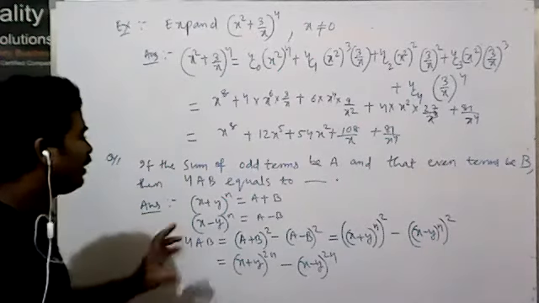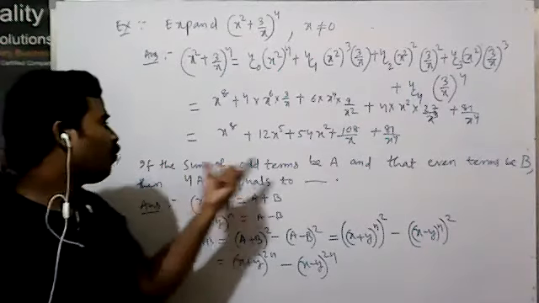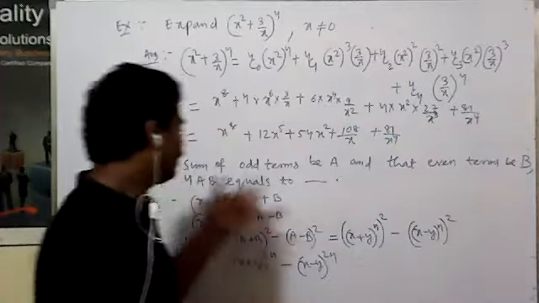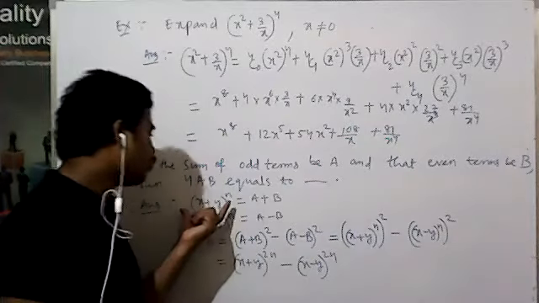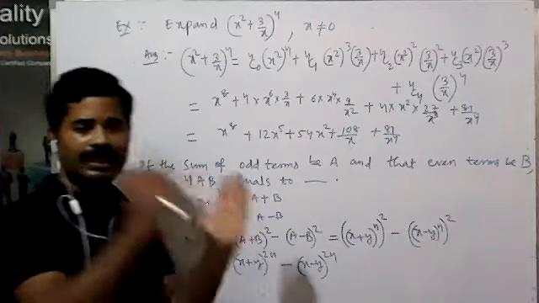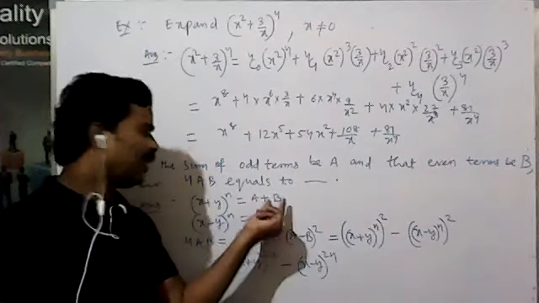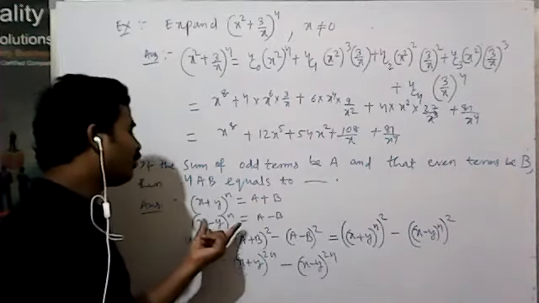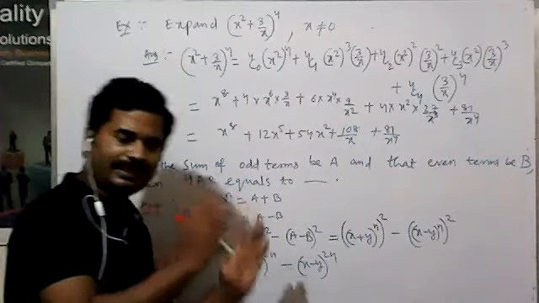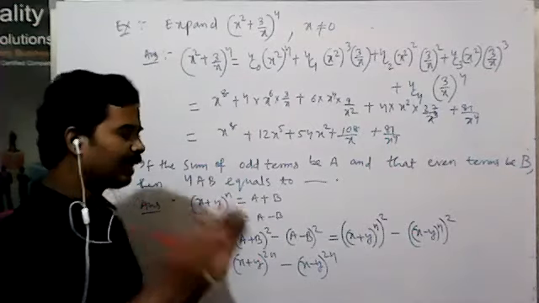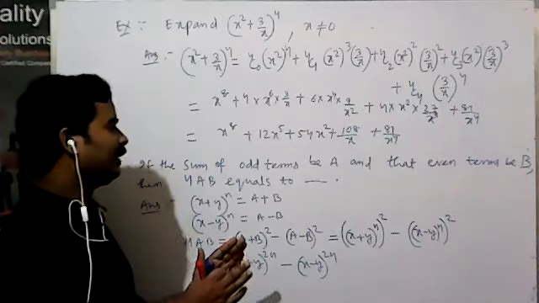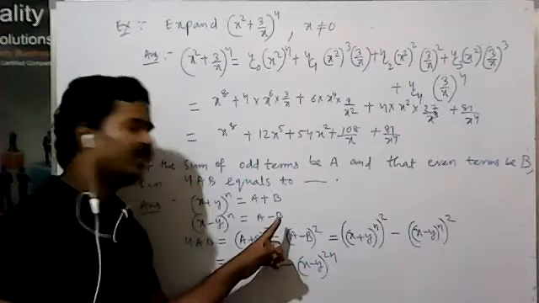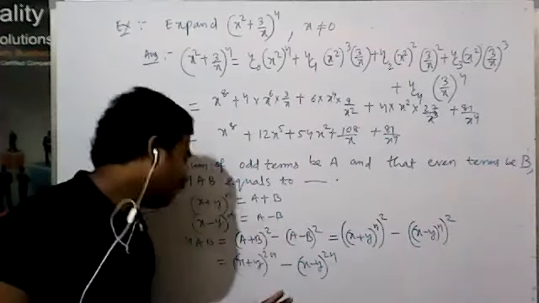Another question you take, which is a typical question. If the sum of odd terms be A and even terms be B, that means if we expand x plus y to the power n, one is odd terms, another is even terms. So the sum is given as A plus B. Similarly, x minus y to the power n, one is even, one is odd, so it is odd terms minus even terms. Odd terms equal A, even terms equal B, so the A minus B value will come.